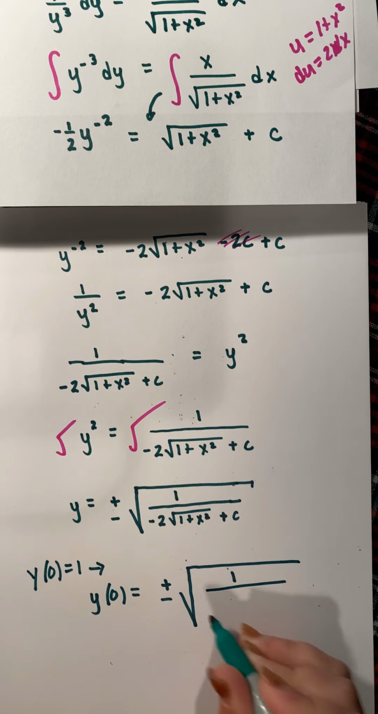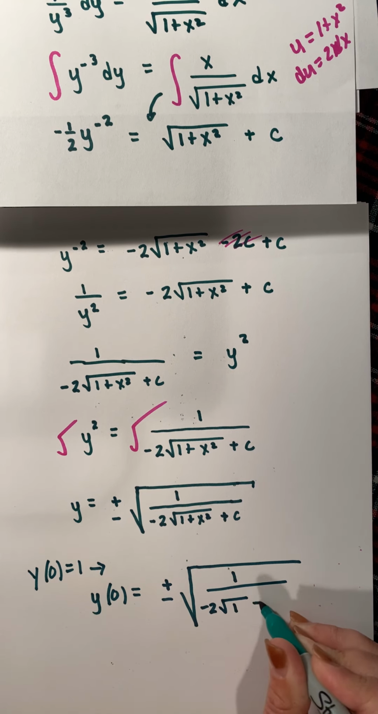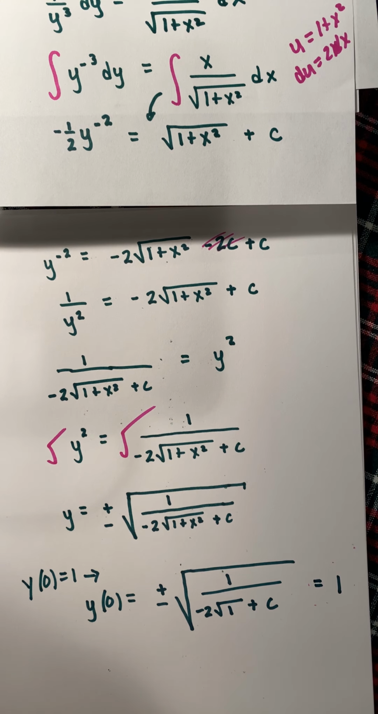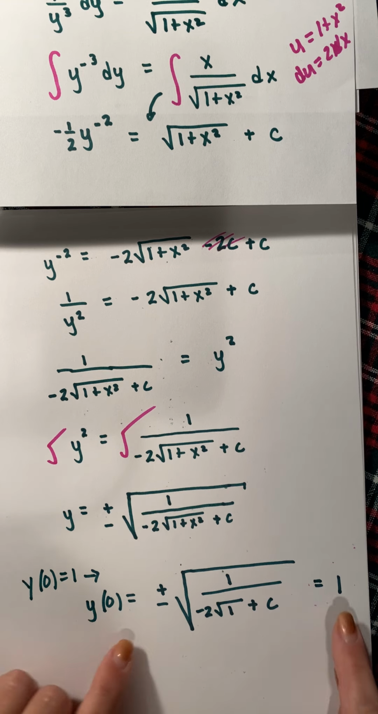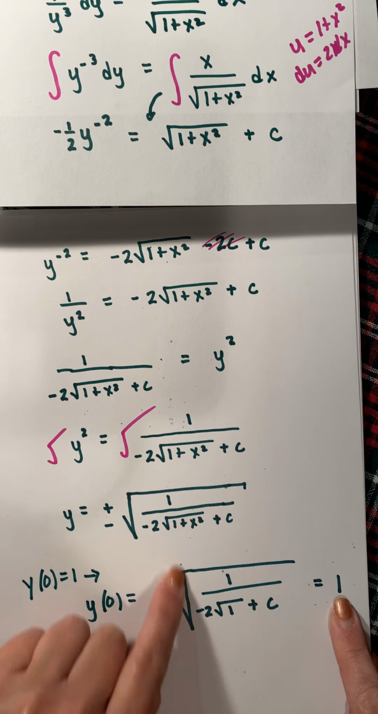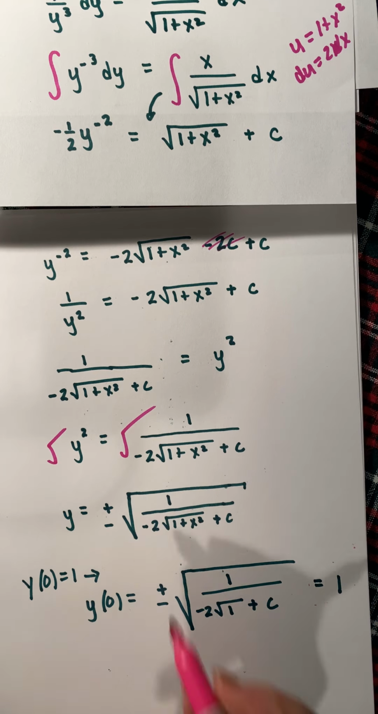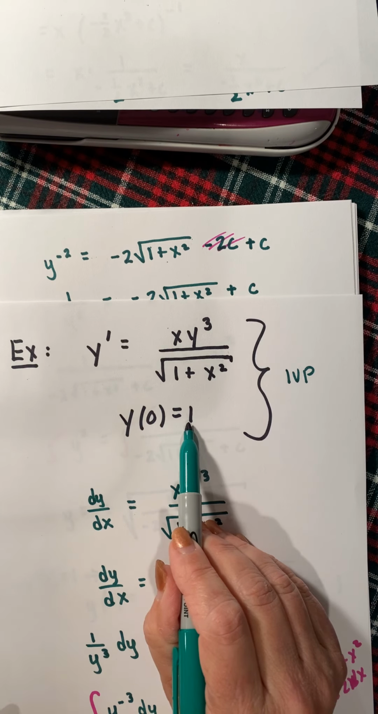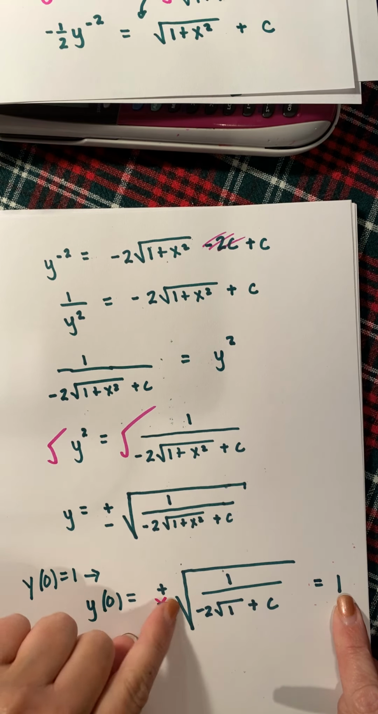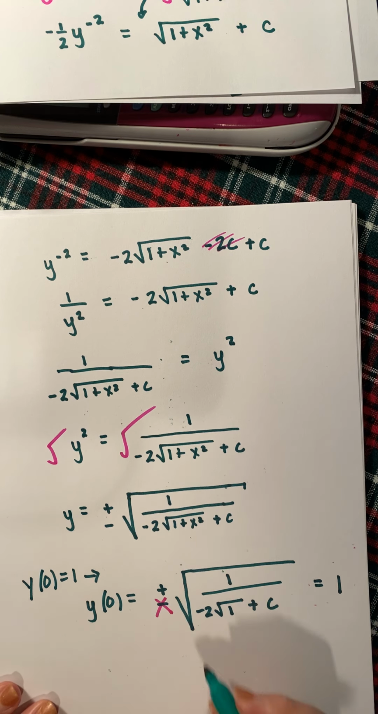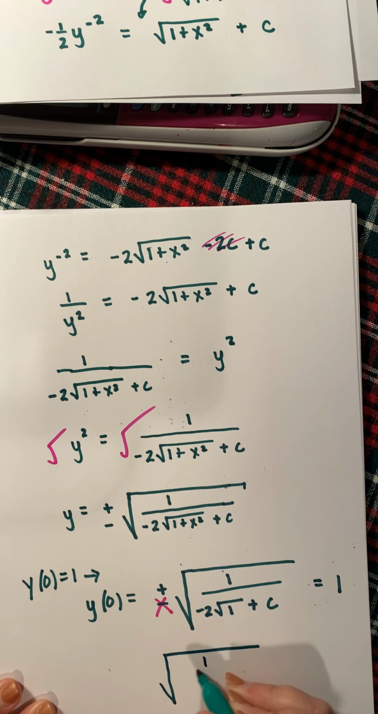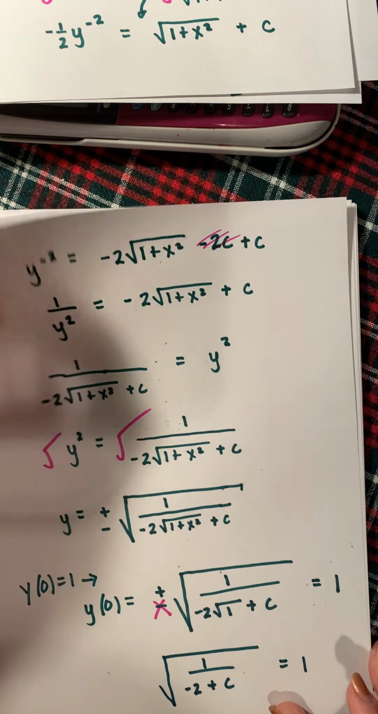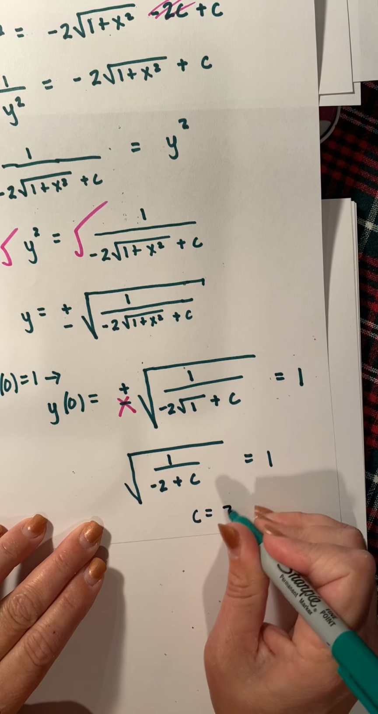I get 1 over negative 2, the square root of 1, plus c, and the output has to equal positive 1. So in order for the output to equal positive 1, well, the square root has to be positive. So it's not going to be the negative square root. If we changed our initial condition to y of 0 equals negative 1, then we would have negative 1 over here, and we would have chosen the second option. So what I have here now is the square root of 1 over negative 2 plus c must equal 1. So we do the algebra here, and we see that c must equal 3.